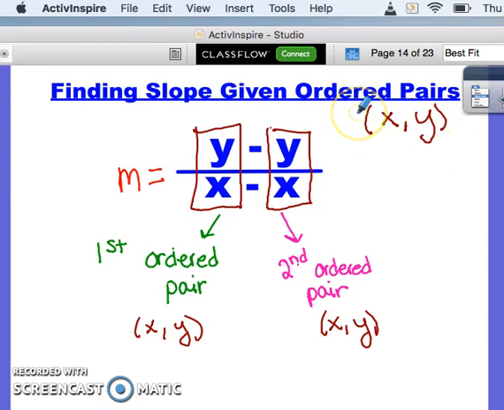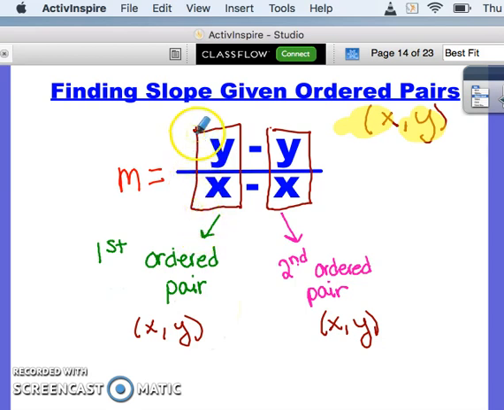So first I want to remember that if we have an ordered pair, it's x, y. X comes before y in the alphabet. Always remember, with our constant rate of change, our y was on top. So we found the change of the y over the change in the x. And this is going to be your m. Your slope is going to be y minus y over x minus x, or the change of the y's over the change in the x's.